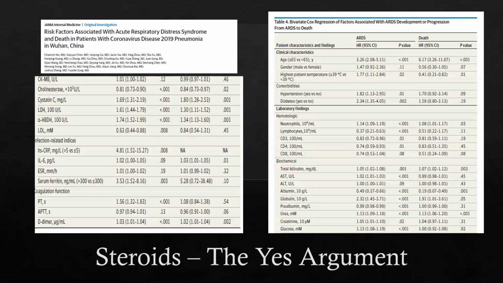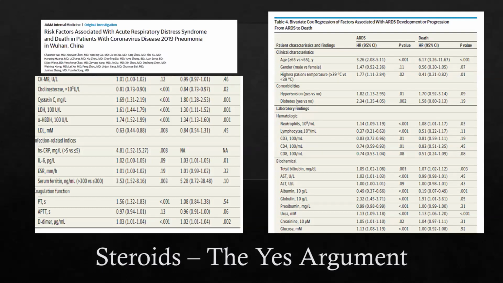Okay, so a recent JAMA article came out. I don't know how recent you consider this, given that things with COVID are changing every day, but it's a pretty recent article in JAMA that looked at risk factors associated with ARDS, progression to ARDS and death in patients with coronavirus in Wuhan. We know a lot of the data is from the Chinese, because they have a little bit of lead time as far as getting data, looking at retrospective reviews, case series, things like that.